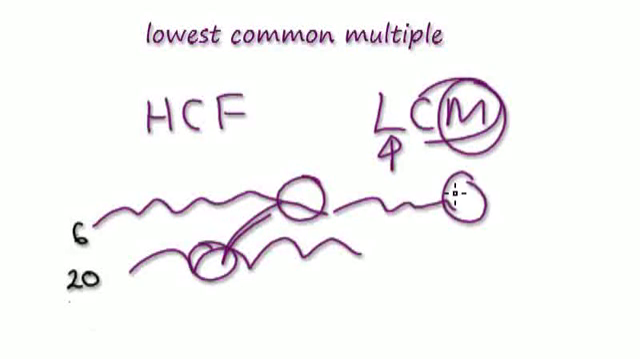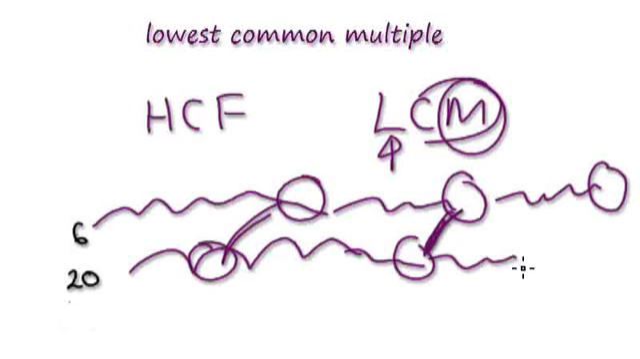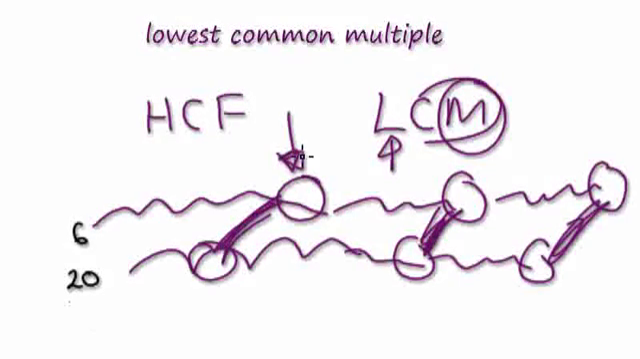Well, if you continue, there will be another common multiple here, and if you continue with this, there will be another one, and then these two would match, these two would match, these two would match. The lowest one is probably the first one that you meet. So the lowest common multiple.